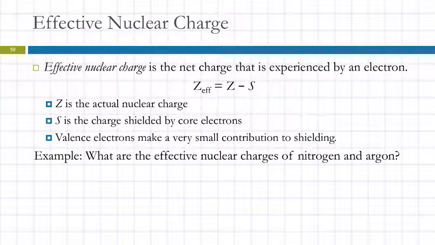So effective nuclear charge is the net charge that is experienced by a valence electron. The valence electrons are the ones on the outside. They're the farthest away. Those are the ones that determine the size of the atom. So the effective nuclear charge equals the actual nuclear charge minus the shielding by the core electrons. So let's look at the effective nuclear charges of nitrogen and argon.